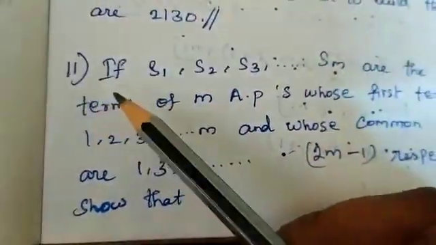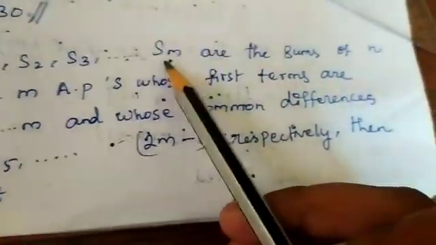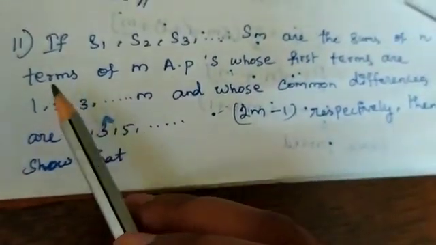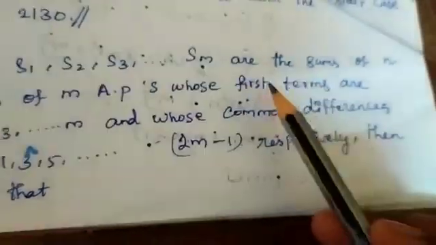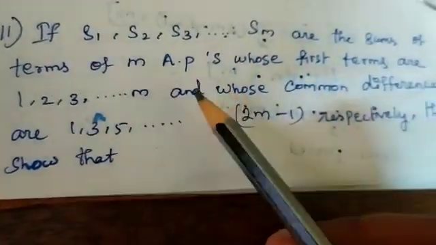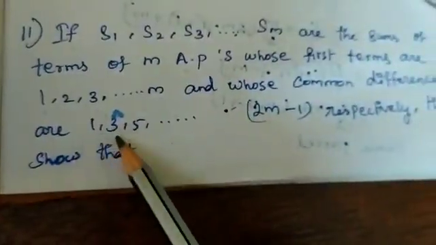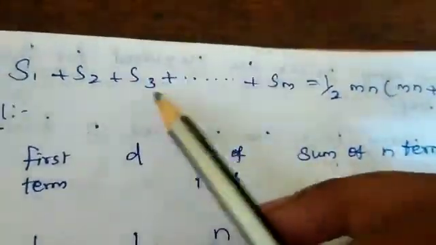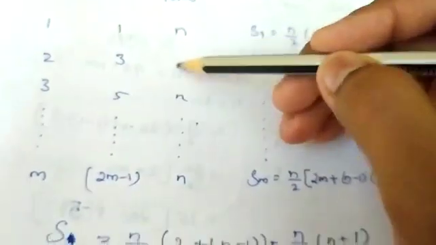11th question. If S1, S2, S3 till Sm are the sums of n terms of m APs whose first terms are 1, 2, 3 till m, and whose common differences are 1, 3, 5 till 2m minus 1 respectively, then we have to show that S1 plus S2 plus S3 till Sm equals half of mn into mn plus 1. The first terms are 1, 2, 3 till m, and d is 1, 3, 5 till 2m minus 1, and the number of terms is n.